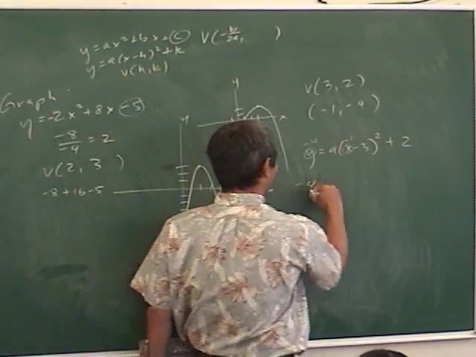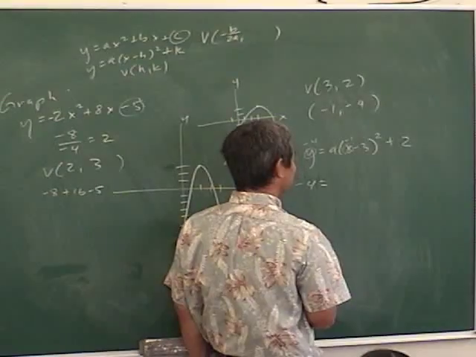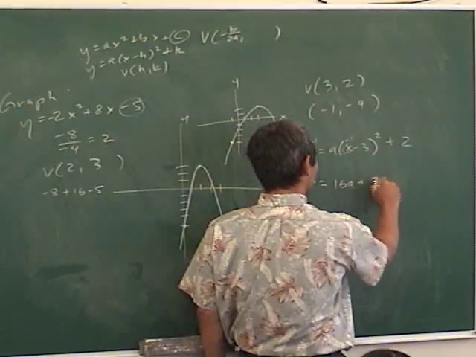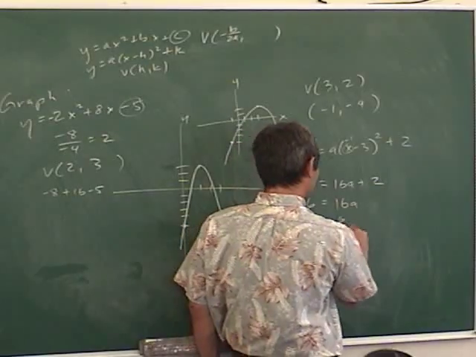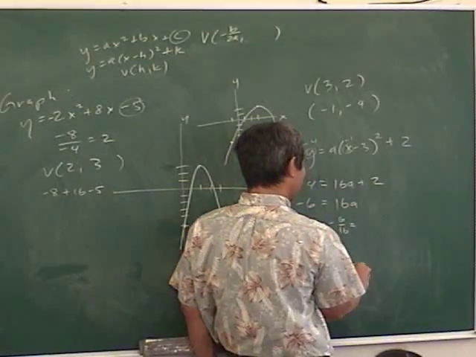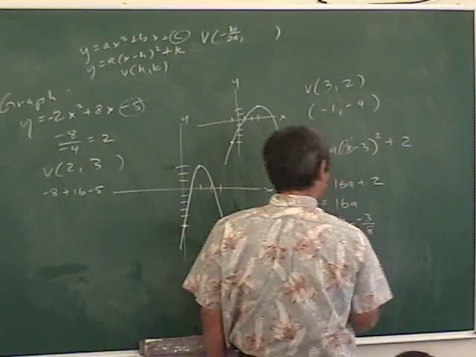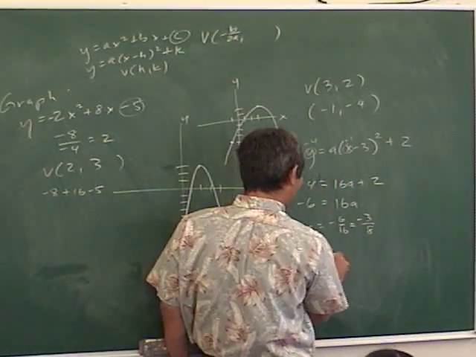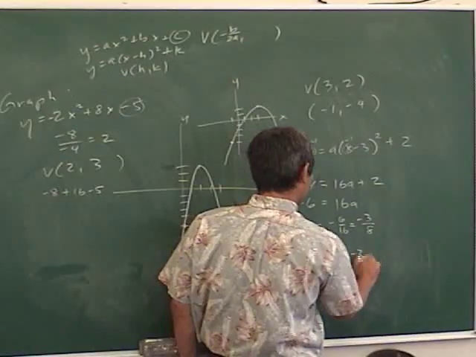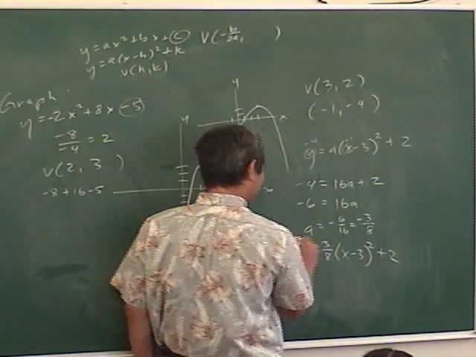So -4 is equal to 16a plus 2. 16a is equal to -6. a equals -6/16, which can be reduced to -3/8. So therefore, the equation of this parabola is y equals -3/8 (x minus 3) squared plus 2. Box that, that's the answer.